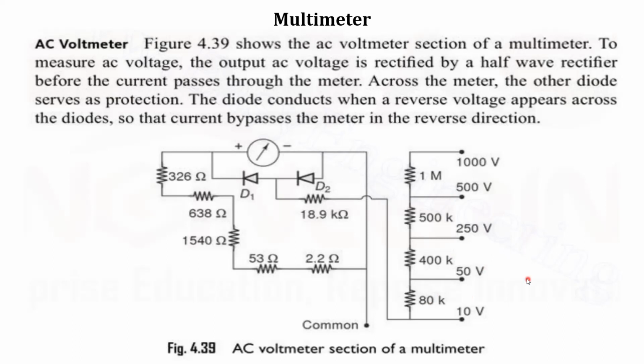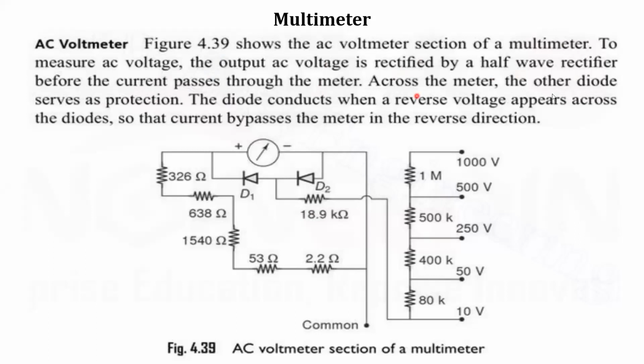The basic difference between the AC voltage range and the DC voltage ranges: in the DC voltage range, we have come across only 4 voltage ranges, whereas here we are taking 5 voltage ranges. What is the theory behind this, we will see. This figure shows the AC voltmeter section of the multimeter. To measure AC voltage, the voltage is rectified by a half wave rectifier, because the current passes through the meter.